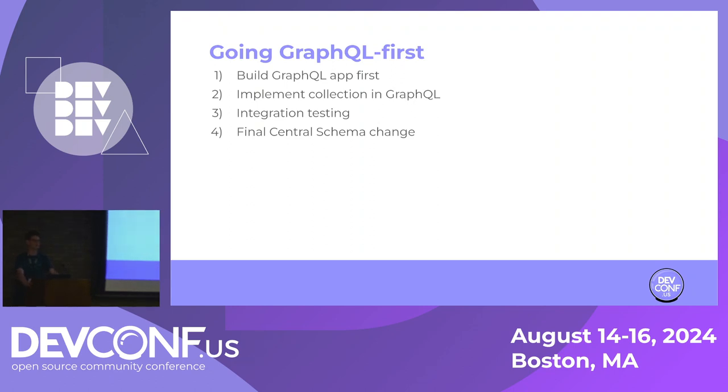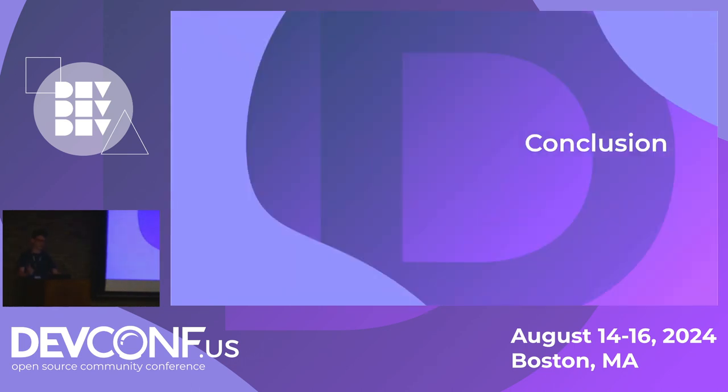The final step is to just flip a switch in the central schema, flip a field, and the application will automatically pull in the information contained in the API spec and will start forwarding those queries to the GraphQL application. So that was it for the lessons learned. We're nearing the end of our talk.